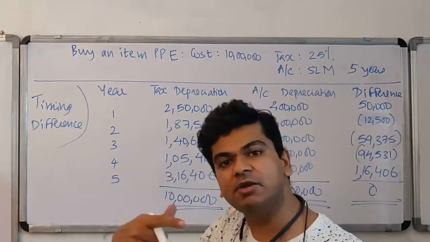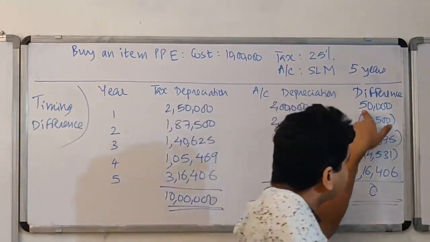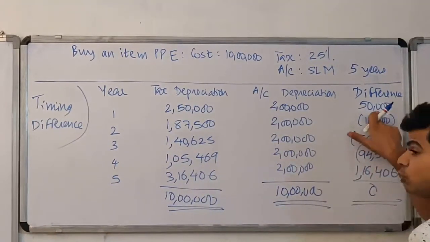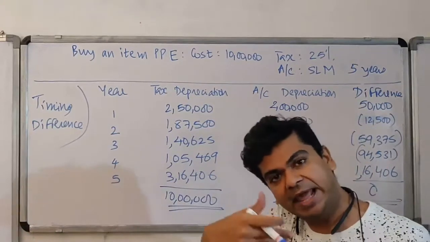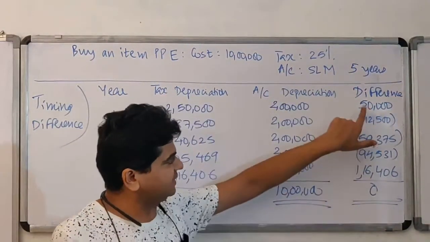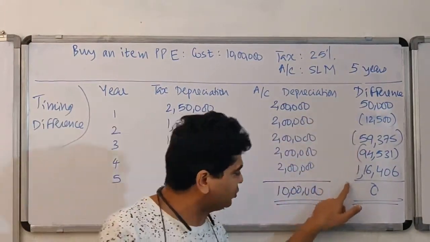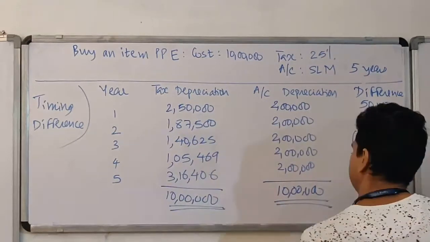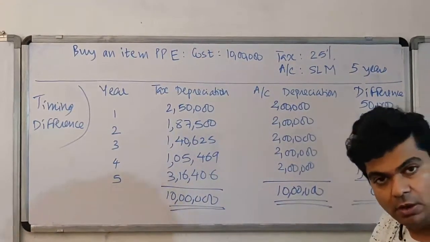It originates in 1 period. Originates means it starts. It originates in 1 period and then reverses itself either in the next period or subsequent periods. So as you can see, it starts in the first year, then it is reversing itself gradually, and by the time 5 years comes to an end, it has completely reversed itself.